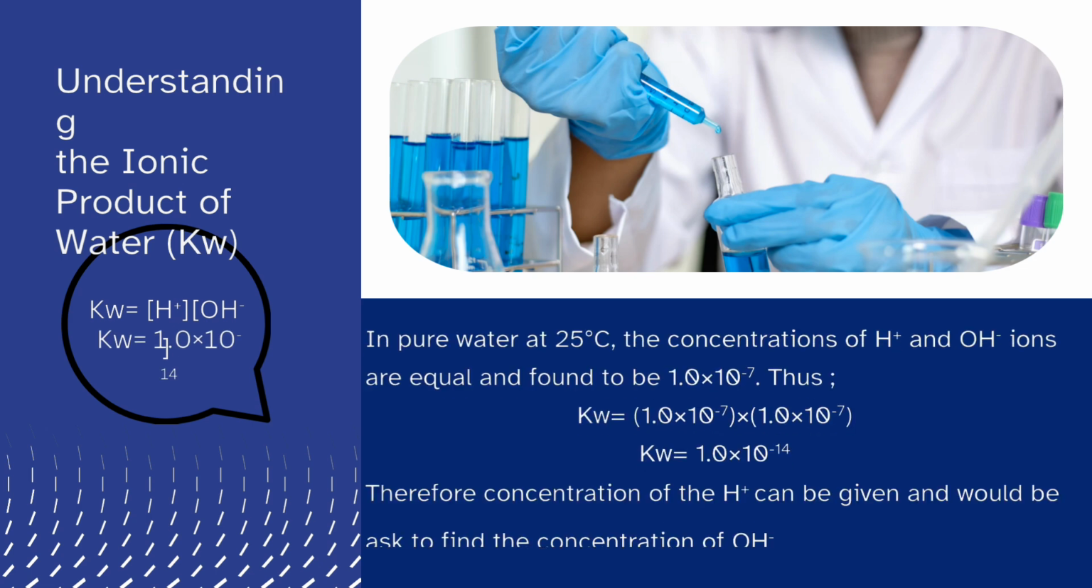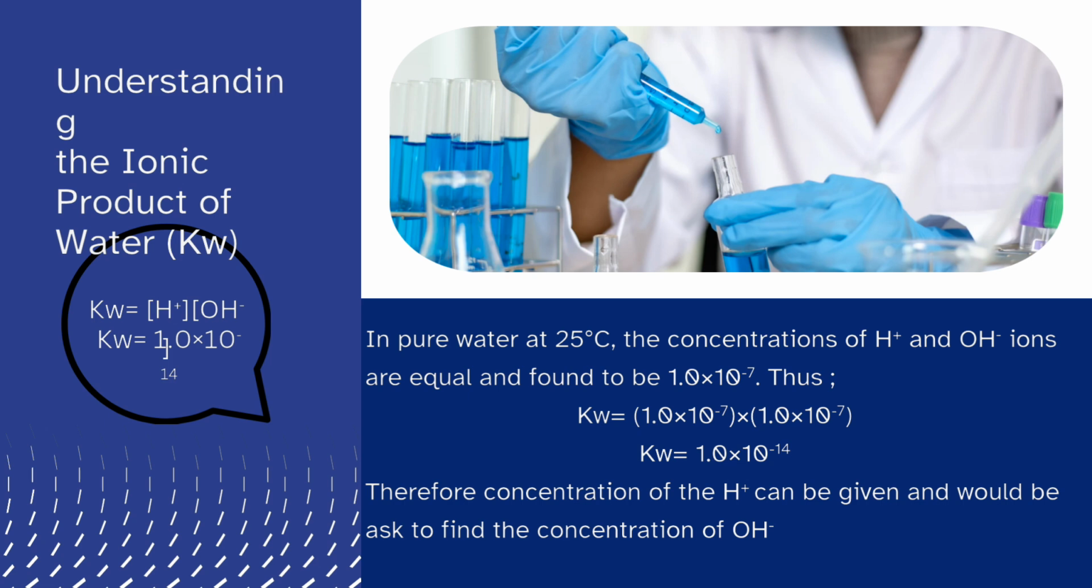Now moving ahead, let's say we found out that the concentration of the OH and the H ion is 1 times 10 raised to the power negative 7. We put it into the equation, we can get the value of Kw to be equal to 1 times 10 raised to the power negative 14. And actually, that is a constant value for Kw.